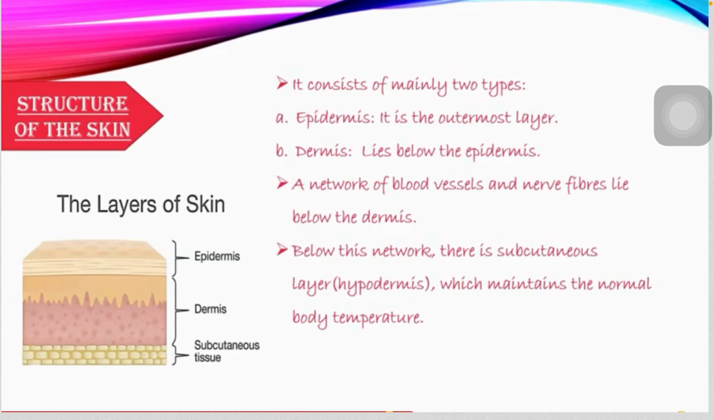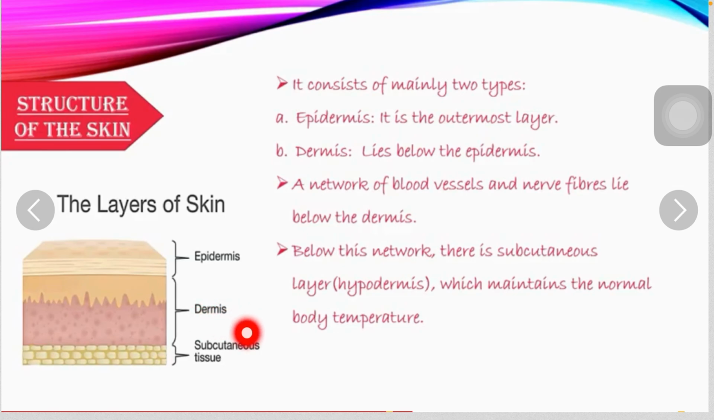Now let us understand about the structure of the skin. Human skin is made up of two main layers. The outermost layer is called epidermis. As you can see here, this is the outermost layer and this is called epidermis. The layer below it is called dermis. This is dermis.